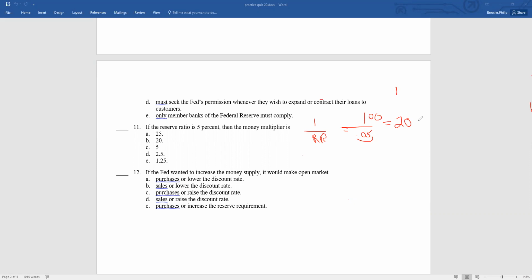If the Fed wanted to increase the money supply, it would make open market operations. All right, so we want to increase the money supply, so buy, boom. So it's going to purchase bonds or lower the discount rate. It could also lower the reserve requirement. Those are the three things it could do to increase the money supply.